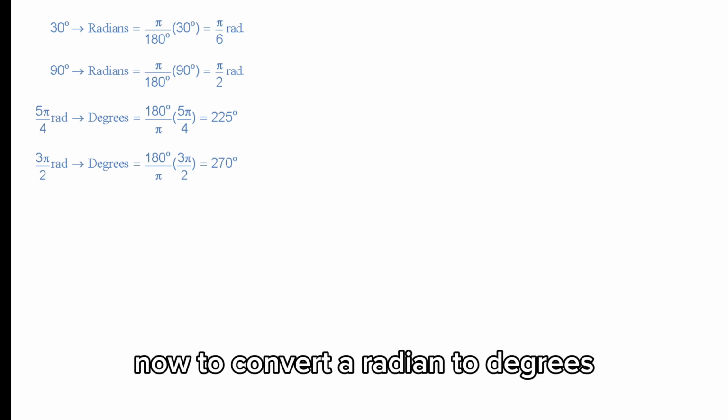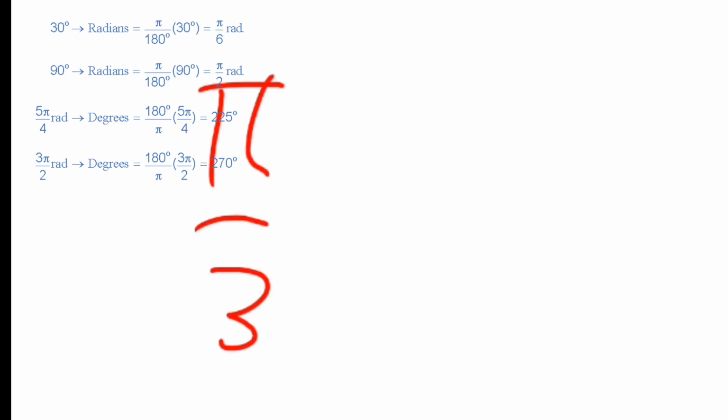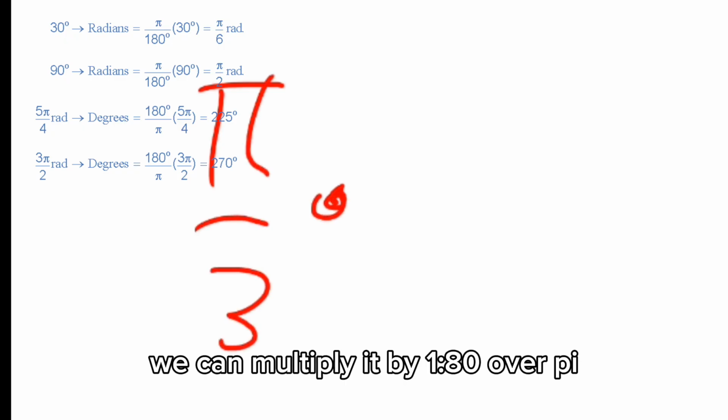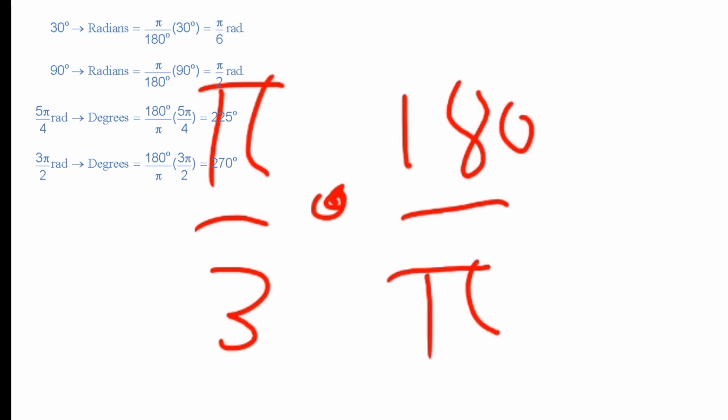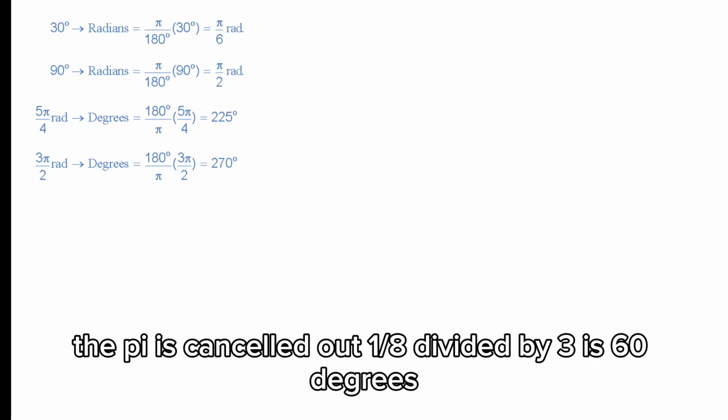And now to convert a radian to degrees, we can convert pi over 3. We can multiply it by 180 over pi. The pi's cancel out. 180 divided by 3 is 60 degrees.